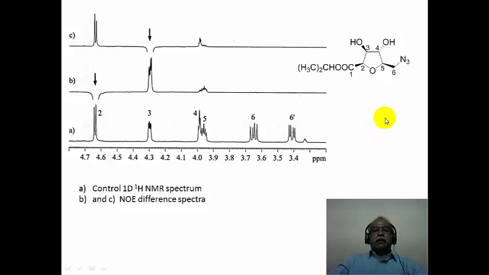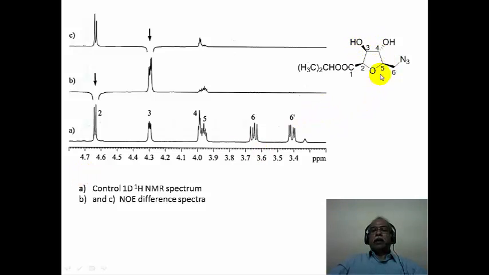Now, let us consider a simple example of the normal spectrum which is being recorded for this particular sample. This is an azide derivative, and in this particular compound, the bottom trace is actually the control 1D experiment. In other words, this is a normal one-dimensional NMR spectrum of this particular compound with the peaks assigned to various hydrogens in this particular molecule.